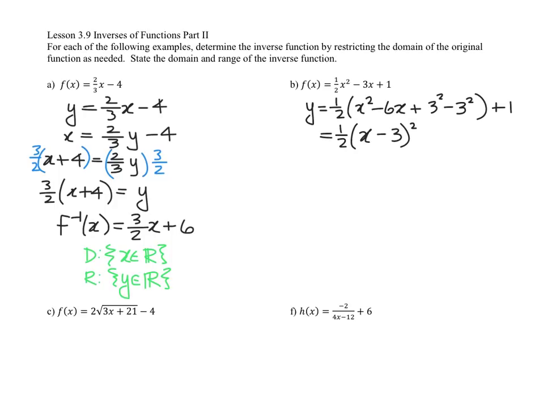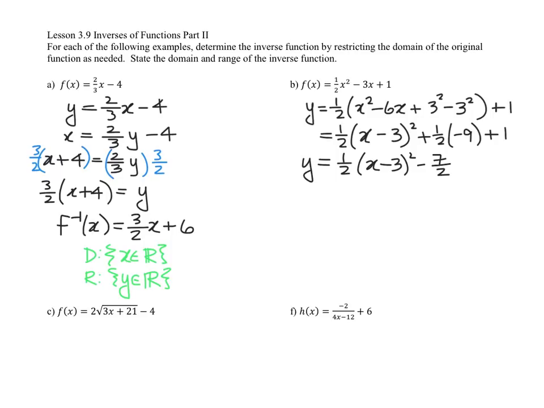Now I'm going to rewrite this as half x minus 3 squared, plus half times negative 9 plus 1. And now when I have half x minus 3 squared, this is negative 9 over 2 plus 2 over 2, which will give me my final answer of negative 7 over 2.